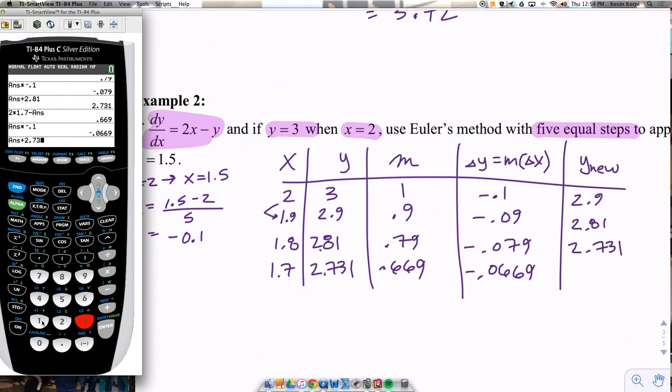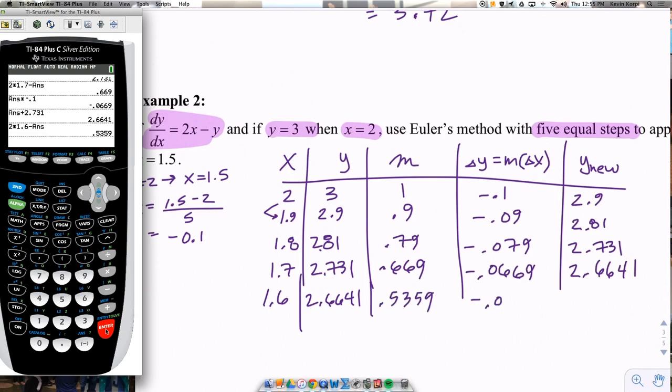And hopefully at this point, if you're doing the calculations on your own, you're getting the hang of it. Almost to the point that you're kind of losing track of what you're doing, which means you can make a careless mistake. So don't do that. 2.6641. 2 times 1.6 minus the answer, 0.5359, and that should be negative 0.05359. So I'll use my x that I stored here for a time saver finally.